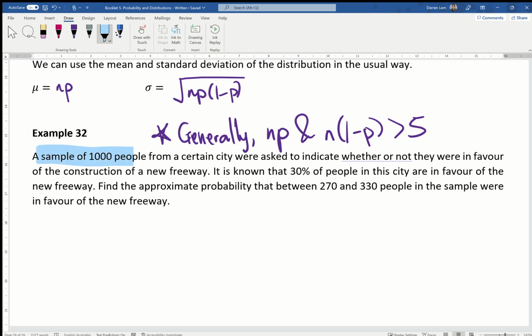Good. Sample size of 1,000 people. What else? Keely, give me something else. 30%. Perfect. 30% of people in favor. We need to find the approximate probability. Note approximate, because there are a few ways of doing this. Between 270 and 330 people in favor.